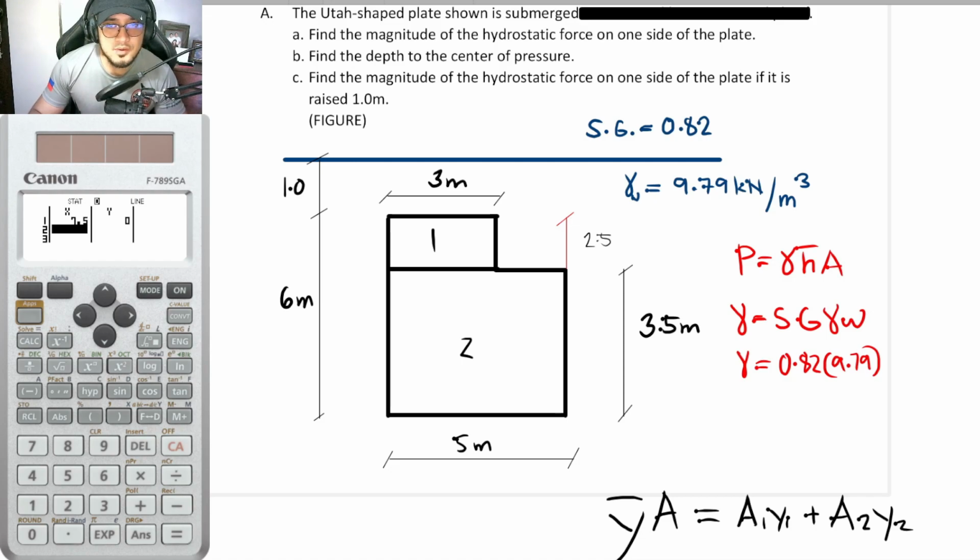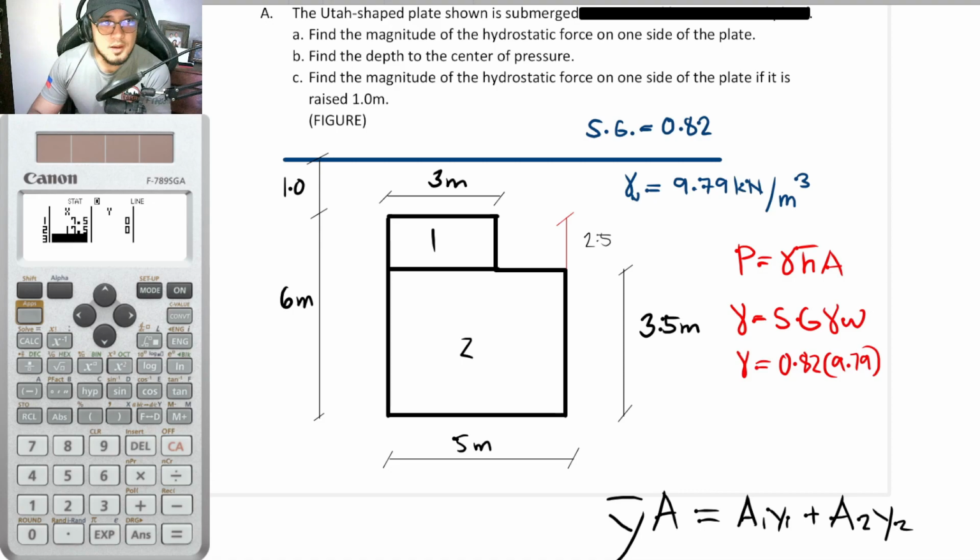For area number 2, that is 3.5 times 5. Looking at the calculator once again, sorry, it disappeared. So for the next one, 3.5 times 5 or 17.5. Since we only have two shapes, we are done with that column. And for the second column, we would now be getting Y.